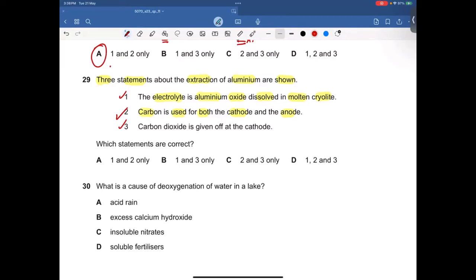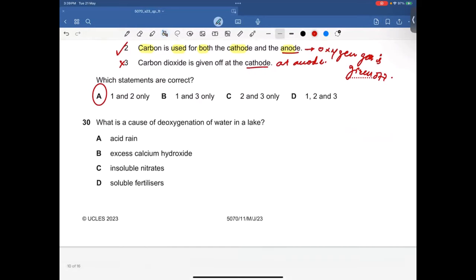No, my bad. Hang on. That's not correct, because it's not given off at cathode. It's basically given off at anode, because at anode oxygen gas is given off. So at anode, oxygen gas can react with carbon and form carbon dioxide. So carbon dioxide technically is given off at anode instead of cathode. Okay. So I believe 1 and 2 is the right answer. A is the right answer.